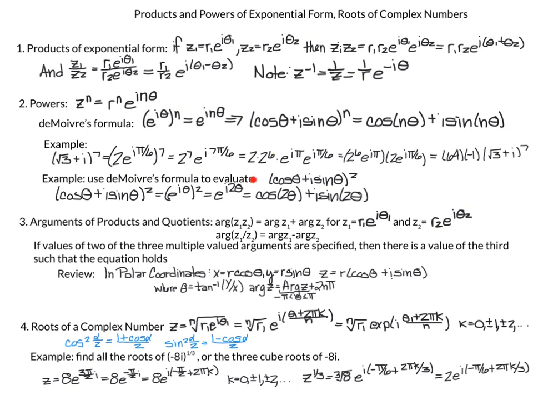The other example we'll go over is de Moivre's formula, and we'll look at (cosine theta plus i sine theta) all squared. Using the formula, that will be equal to cosine 2 theta plus i sine 2 theta.